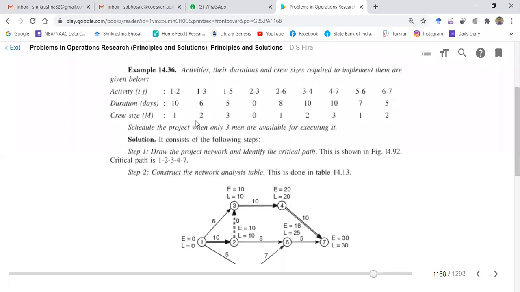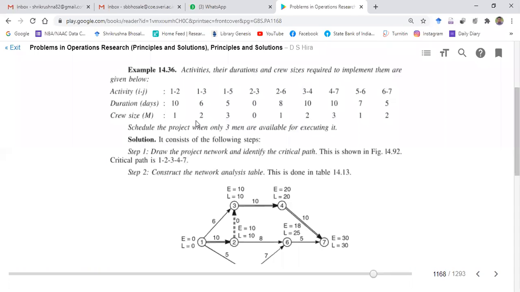What is meant by crew size? Crew size is nothing but how many persons are required for that activity. Okay, so that is the person, and these persons are different. So let's talk about this table only. For the 1 to 2 activity, 10 days are required, but whatever that 10 days activity is, it can be conducted by only one person.